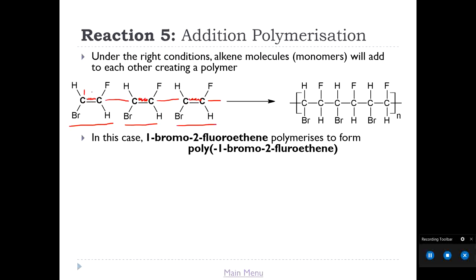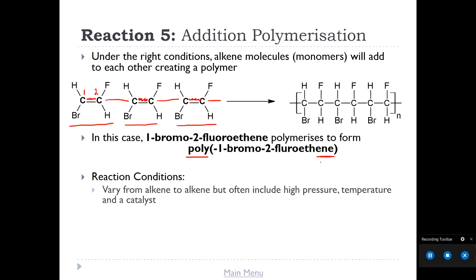Okay, in this case, we have one bromo. So if we were to number our carbons here on the monomer, one bromo, 2-fluoroethene. When it polymerizes, we change the name. All we do is put the name in brackets and add poly in the front. Nothing else from the name changes. We still keep the ene ending, even though there's no more double bond technically. That doesn't change. We just put poly in front, and that's the name of our polymer.